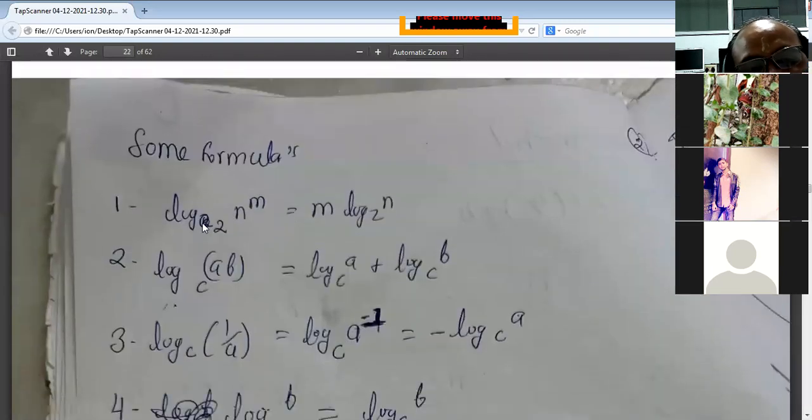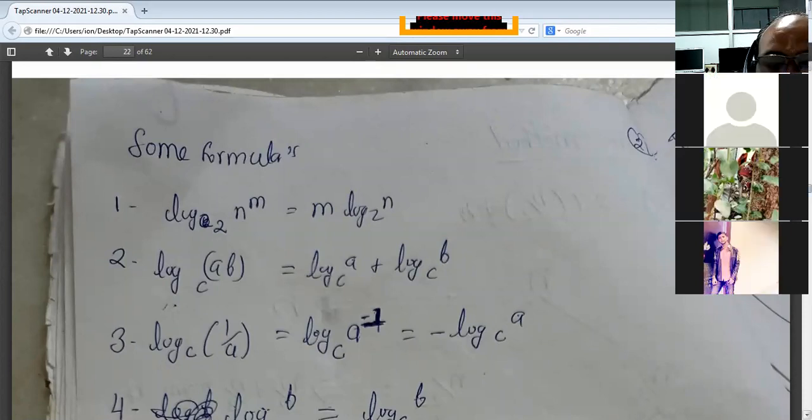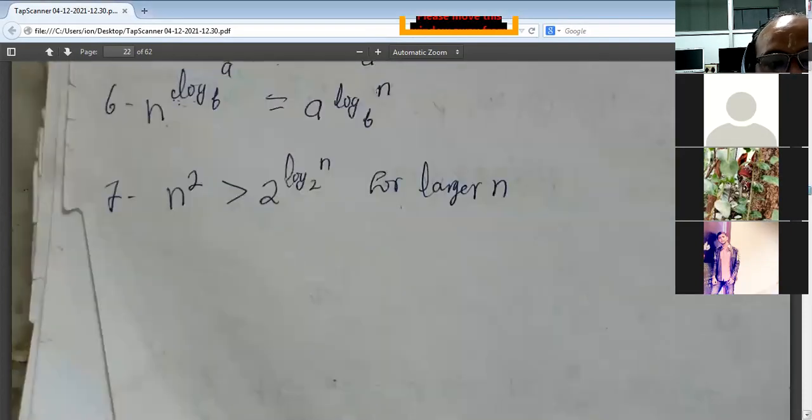So similar formulas are given here. You can check out that log₂ n raised to m, we can say that it is m log₂n. M will come forward. Next, log CAB, we can also say log CA plus log CB. Log C of 1 by A, so A will come up and it will convert into minus. So minus 1 will go forward, and it will be minus log CA. In a similar way, you can see some formulas are already given for log.